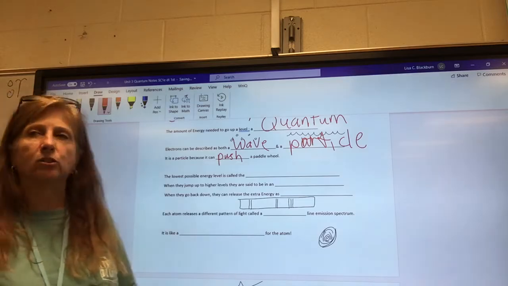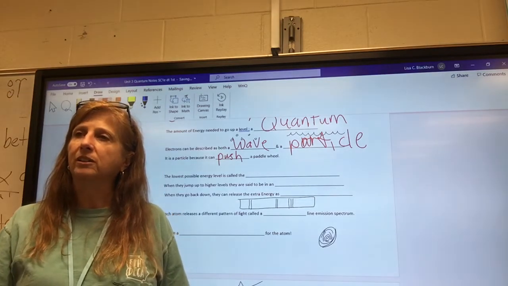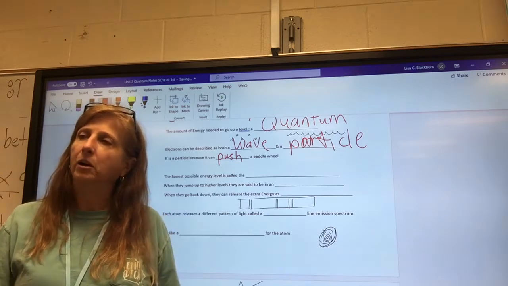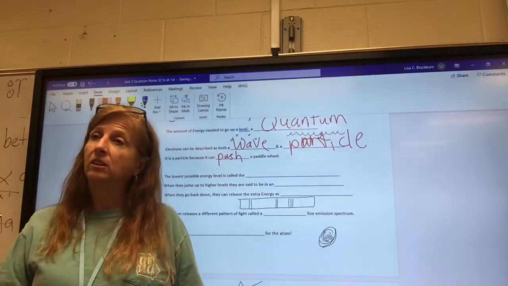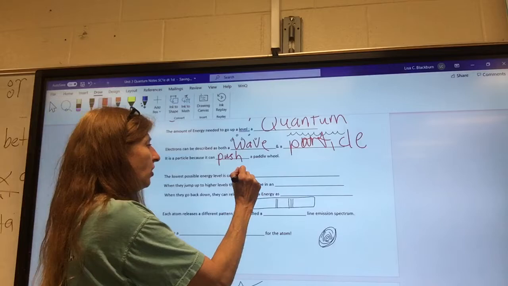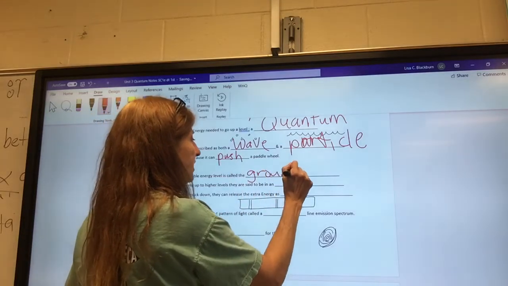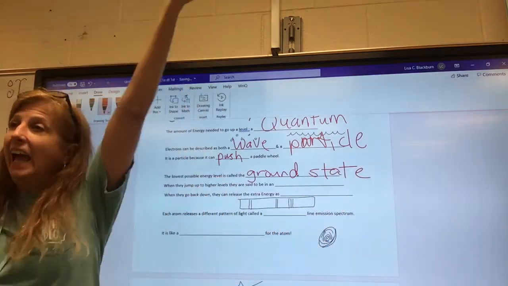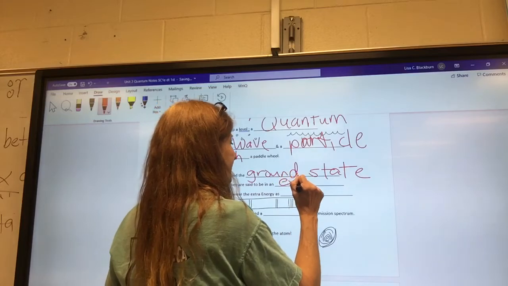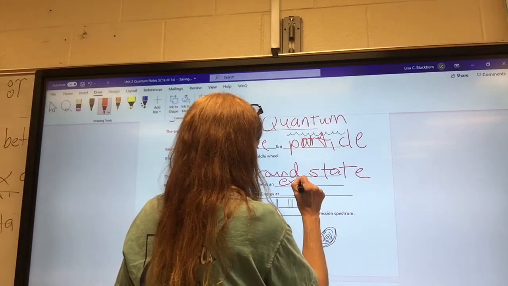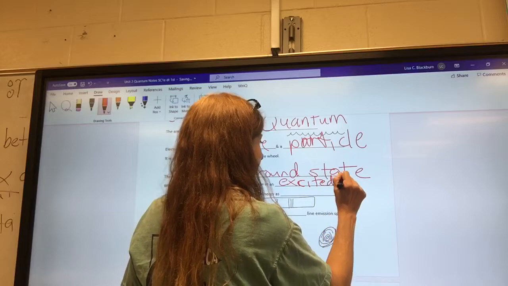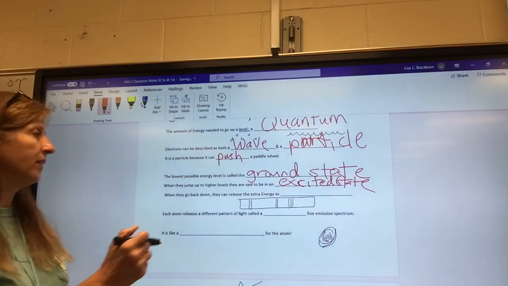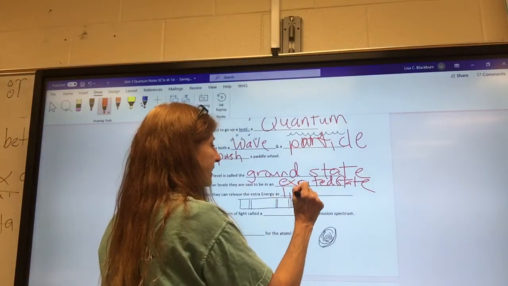Now, the lowest possible energy level has a special name. What's the lowest energy level called? It's the only one with an extra name. Starts with a G. Ground state. The lowest energy level is called the ground state. When they jump up, they're said to be, yay, excited. They're in an excited state. When they go back down, they can give off the extra energy as light.